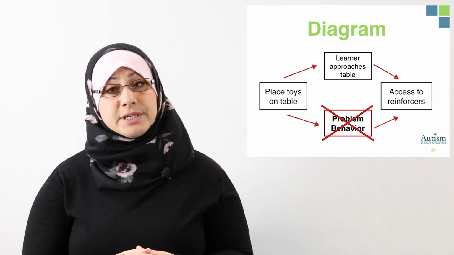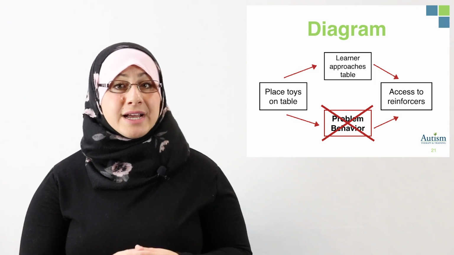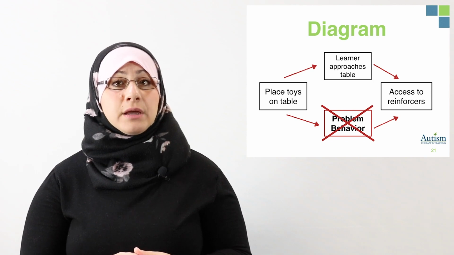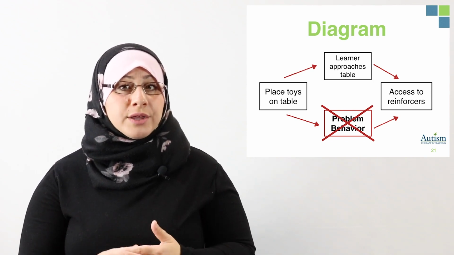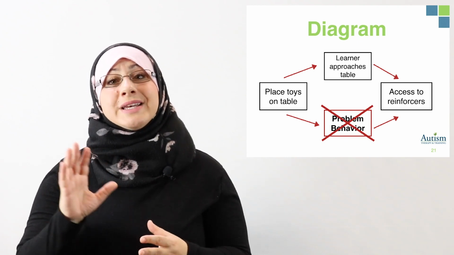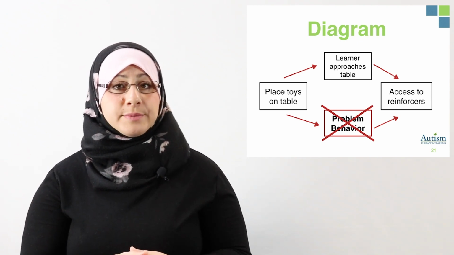The learner who is attempting to escape the table to gain access to their reinforcer is a child escaping the table to access something most often. So by bringing the reinforcers to the table, we're decreasing that motivation to escape to gain access to those items.